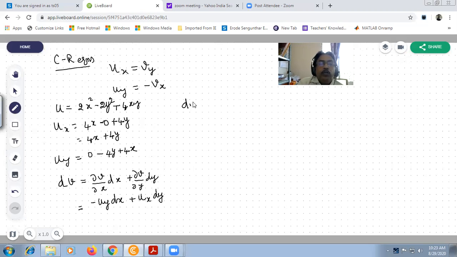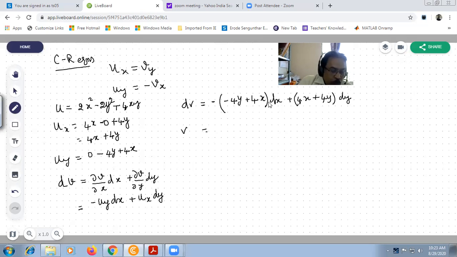So dv is equal to (minus uy, minus 4y) dx plus (ux, 4x plus 4y) dy. So v is equal to the integral. You have to do the integral.